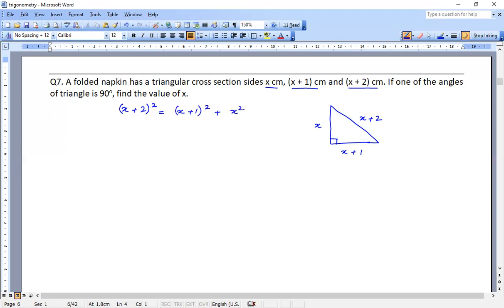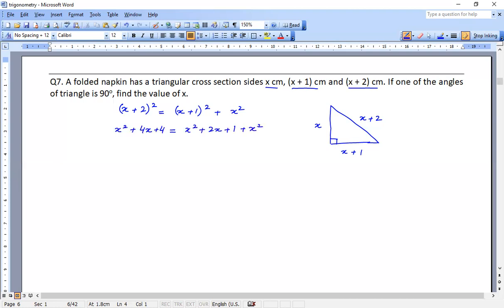Okay. Again, when I have this, I'll expand the brackets. x plus 2 squared, I'll need to expand the bracket using the first identity, which is a plus b whole squared, and a plus b whole squared equals a squared plus 2ab plus b squared. a plus b squared is not equal to a squared plus b squared. So when I expand the bracket, I'll say x squared plus 4x plus 4. This is x plus 2 whole squared in the expanded form, equal to x plus 1 whole squared, which becomes x squared plus 2x plus 1, plus x squared.